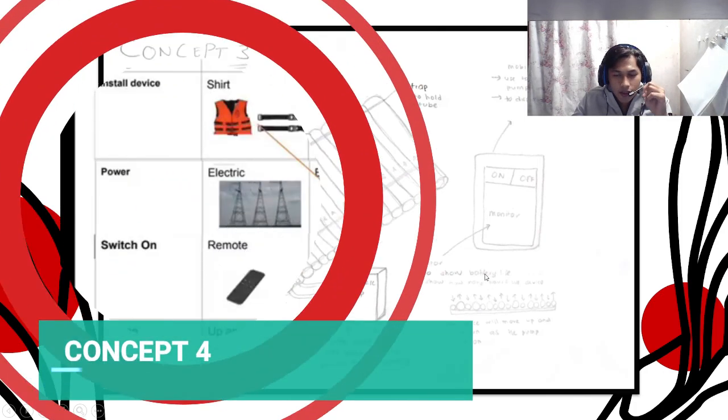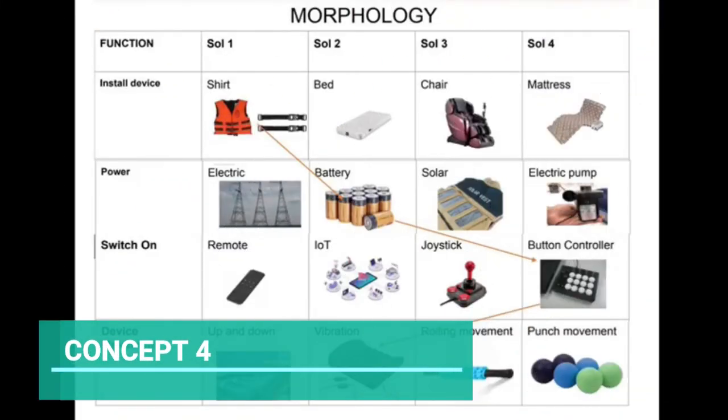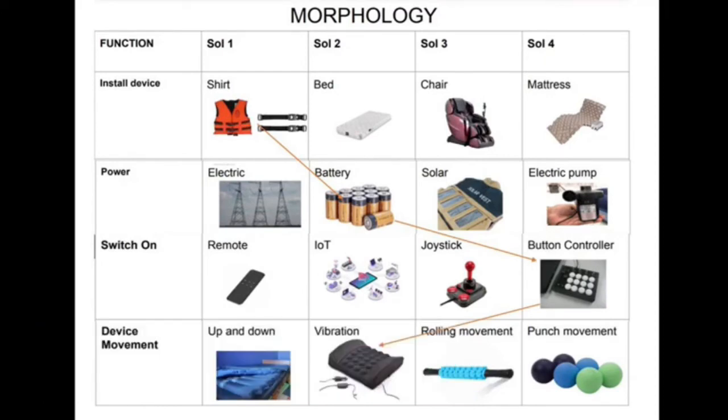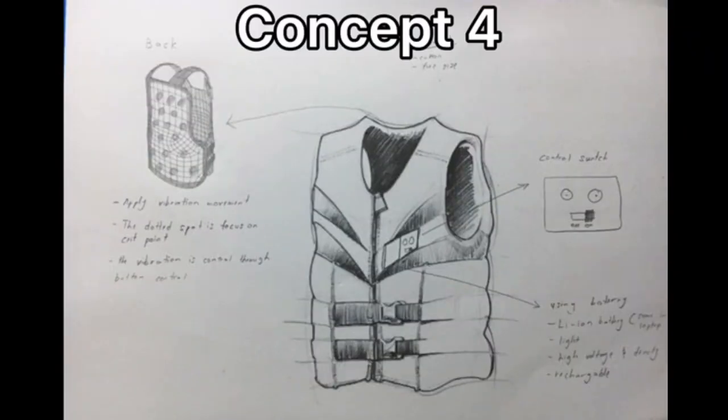So for concept 4, I use an install device with shirt, and for power I use a battery. For the switch I use a button controller, and the device movement is vibration. So this is my concept design that I drew.